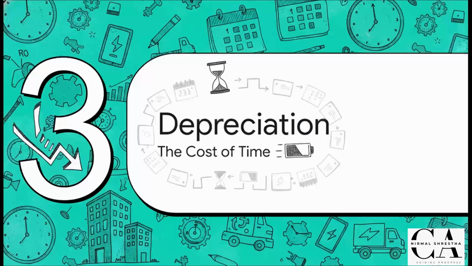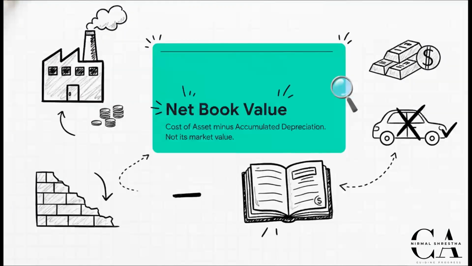Which brings us perfectly to section 3, depreciation, the cost of time. Before we start crunching any numbers, we really need to nail down a vital concept, net book value, or NBV. This is simply the original cost of the asset minus all the accumulated depreciation over its life so far. But listen closely to this part. NBV tells us the remaining accounting value of the asset. It is not its market value. It's definitely not what we could sell it for on the street tomorrow. It's just the unallocated cost that's still sitting there on our statement of financial position.